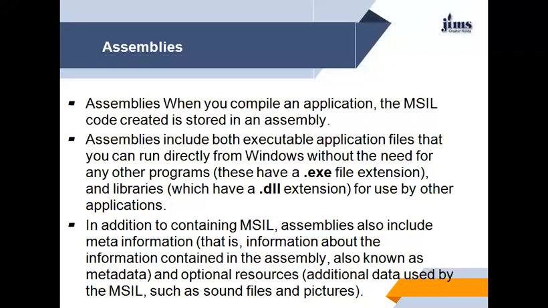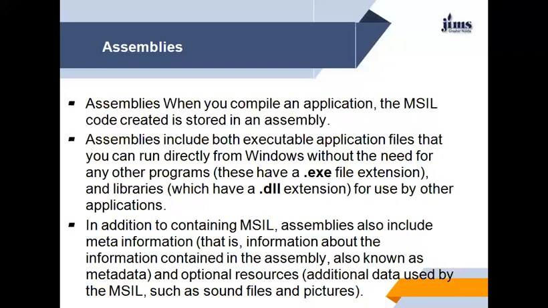These have a .exe file extension. As you know, files having a .exe extension can be directly executed. You need not require any setup or anything else for that. You just execute those .exe files.